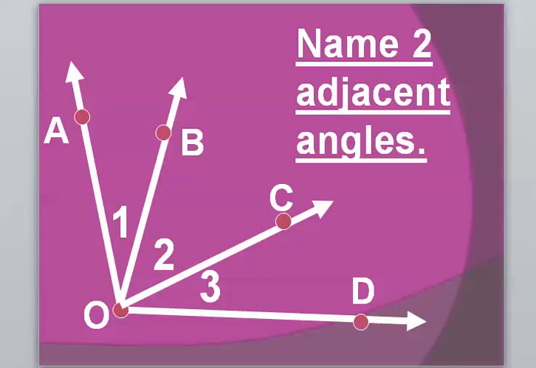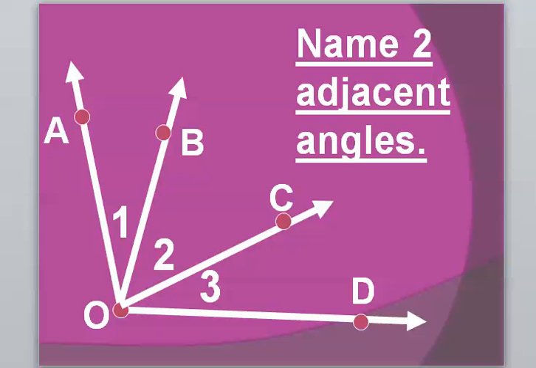So this question has a picture. We have angle 1 is the small angle on the left. Angle 2 is this middle angle. Angle 3 is kind of down towards the bottom on the right. And it wants us to name two adjacent angles. Now, you could call the first one angle 1. You could also call it angle AOB or angle BOA. The small angle in the middle could be angle 2, angle BOC, or angle COB. The small angle kind of on the right towards the bottom could be angle 3, angle COD, or angle DOC.